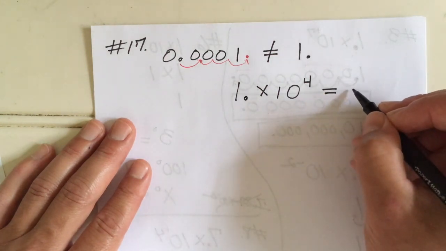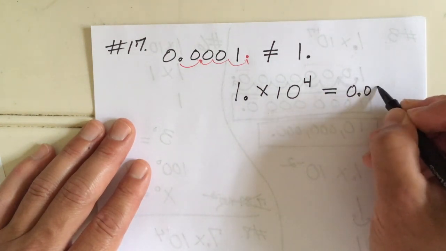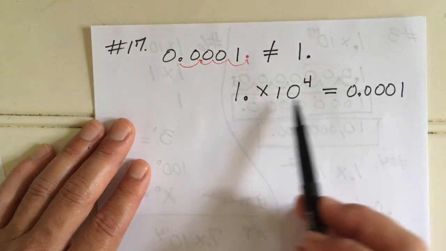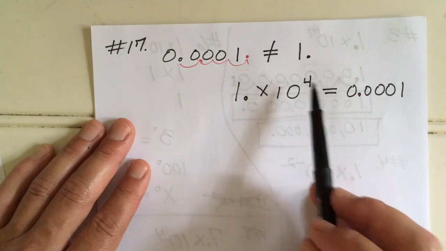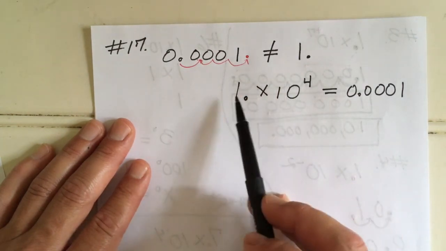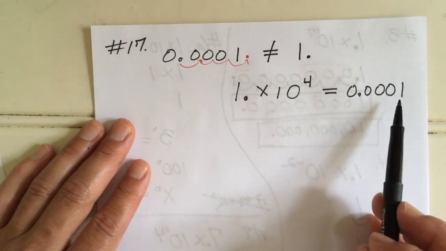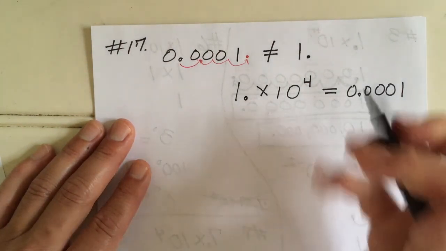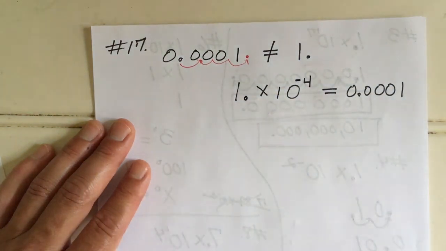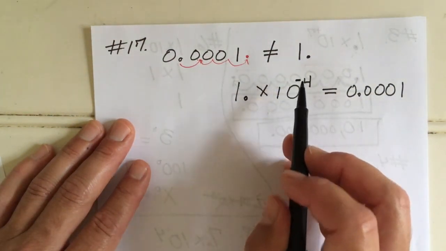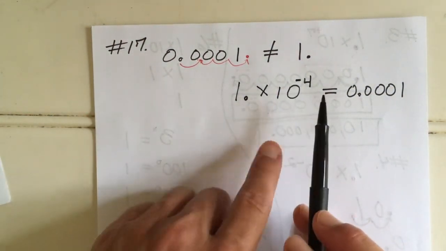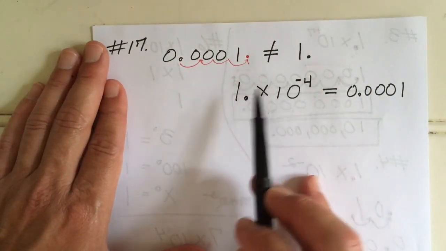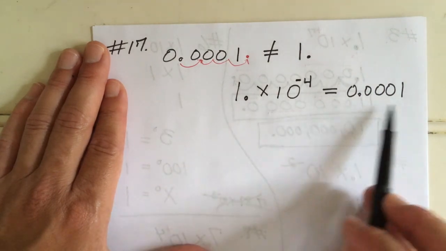Meaning that this is equal to 0.0001. In order to show these are equal, I have to account for the fact that this 1 is actually much smaller. It's actually this, right? So how do I do that? Well, you should remember, just make this negative. By adding that negative in the exponent, I am telling the person reading this that this is actually a much smaller number than 1, that it's actually equal to this, right?